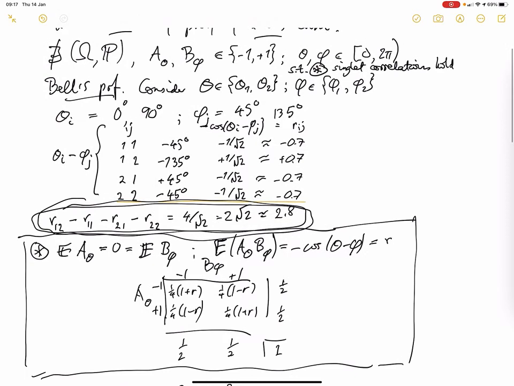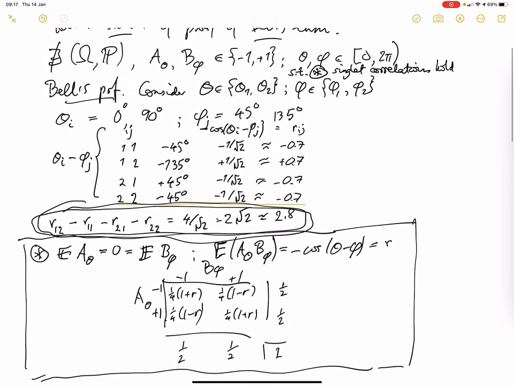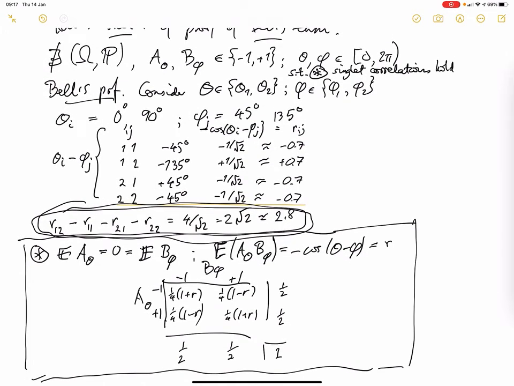And the consequence of those particular choices is that the correlation between A theta 1 and B phi 2, R12, is plus 1 over square root of 2. The other 3 correlations are minus 1 over square root of 2. And so R12 minus the sum of the other 3 does equal 4 times 1 over square root of 2, 4 over root 2, that's 2 root 2, that's about 2.8.